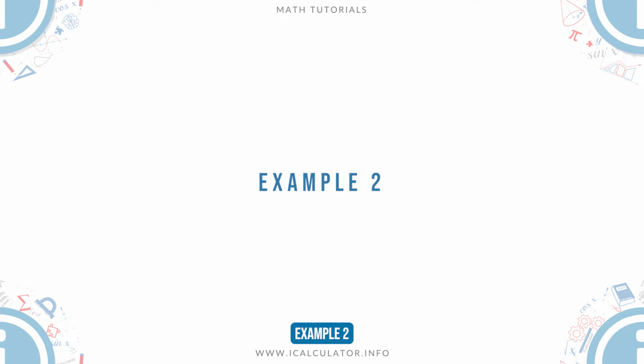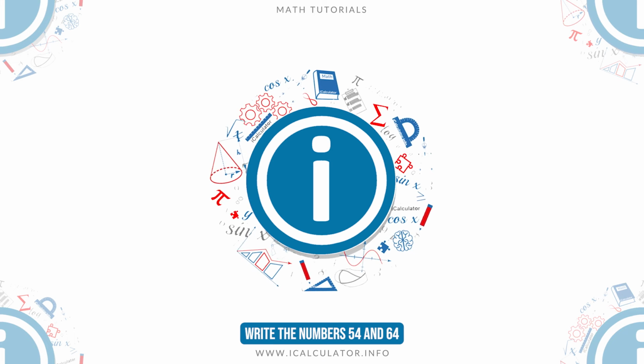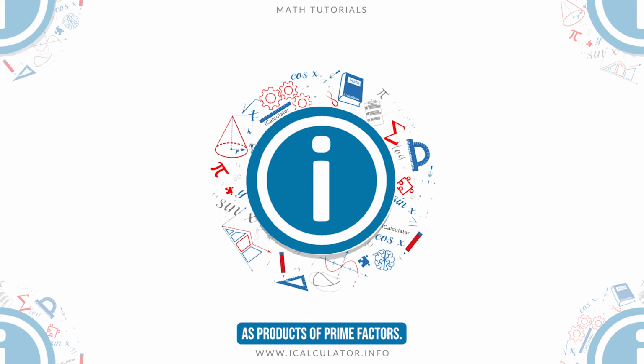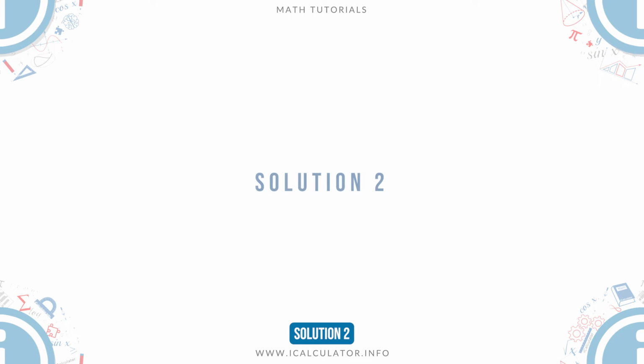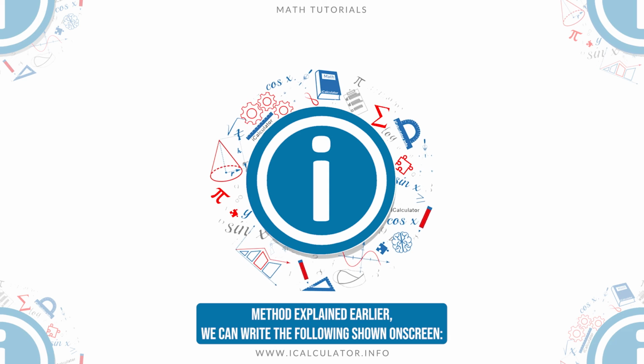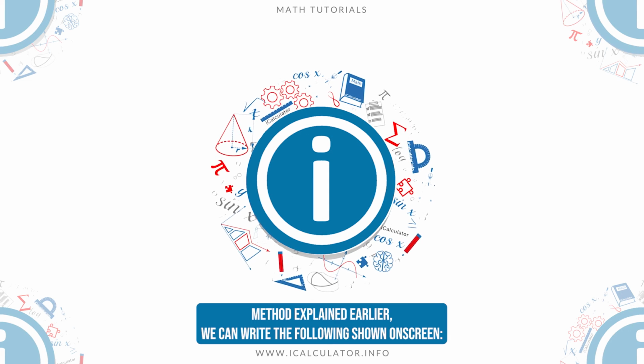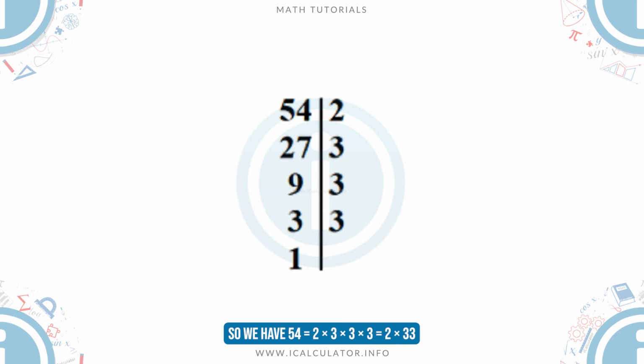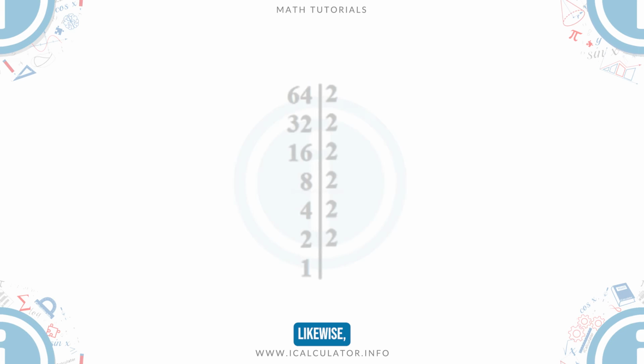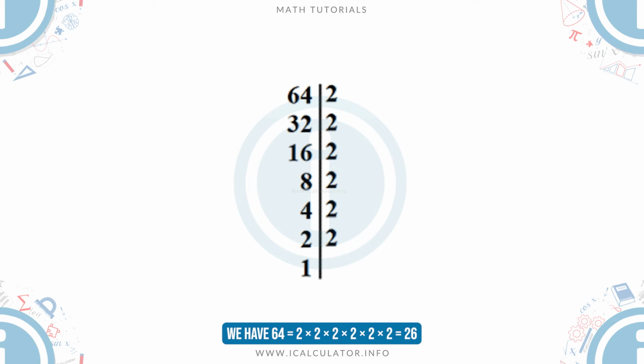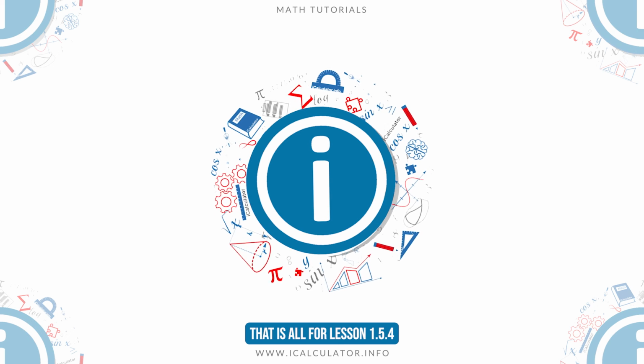Example 2. Write the numbers 54 and 64 as products of prime factors. Solution 2. Using the tabular method explained earlier, we can write the following shown on screen. So, we have 54 is equal to 2 times 3 times 3 times 3 is equal to 2 times 3^3. Likewise, we have 64 is equal to 2 times 2 times 2 times 2 times 2 times 2 is equal to 2^6. That is all for lesson 1.5.4.